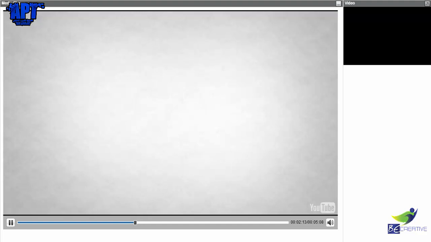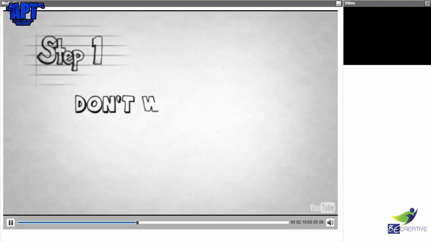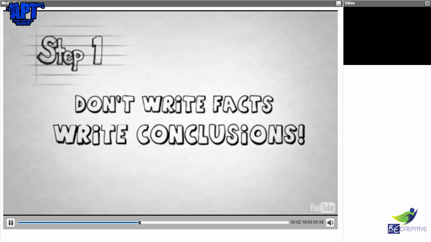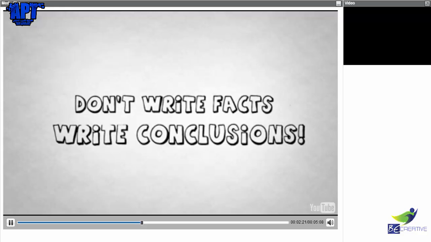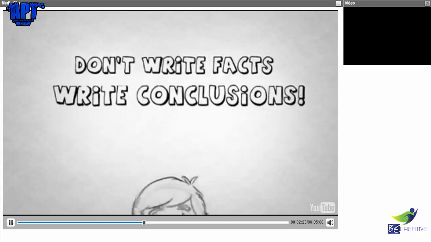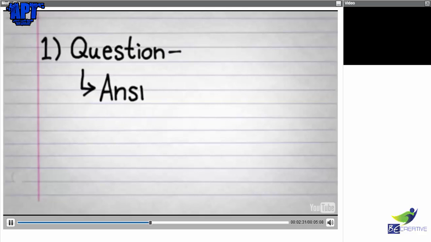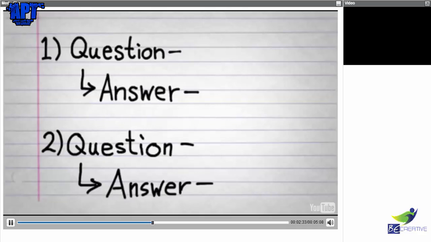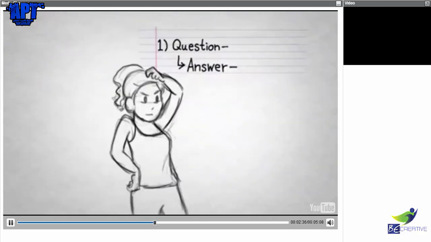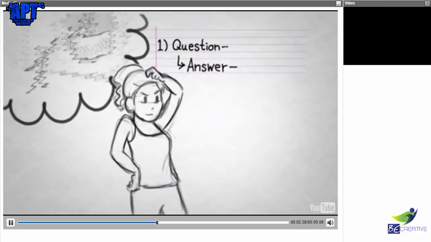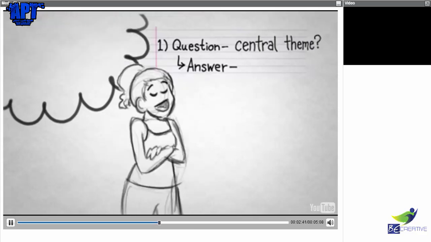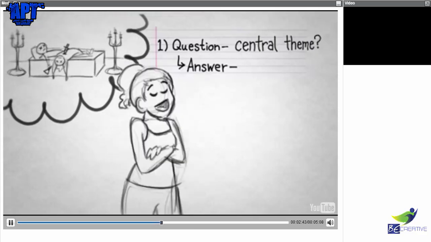Finished? Okay, let's go. Step 1, don't write down facts. Write down conclusions. Don't worry about capturing every single thing your teacher is saying. Spend more time listening and trying to understand the lecture. When you do start writing, format your notes as a series of questions posed by the teacher's lecture and fill in your own answers. For example, question: what is the central theme in Romeo and Juliet? Conclusion: more than being a tragic love story, Romeo and Juliet is about the consequences of deeply held grudges.